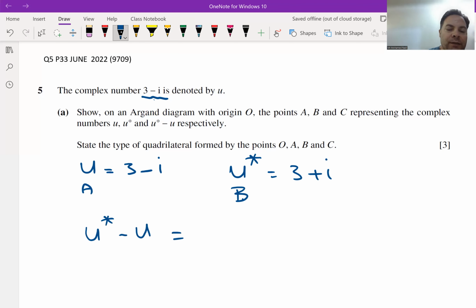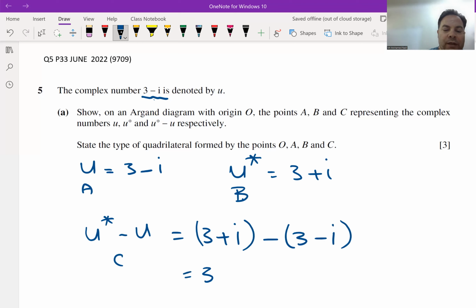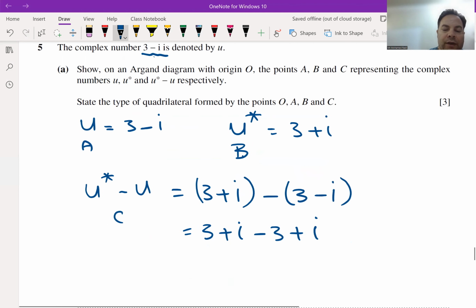So first simplify u conjugate, which is 3 plus i, minus u, which is 3 minus i. Simplify 3 plus i minus 3 plus i. Negative 3 and positive 3 cancel. i and i is 2i. This is u conjugate minus u, which represents C.